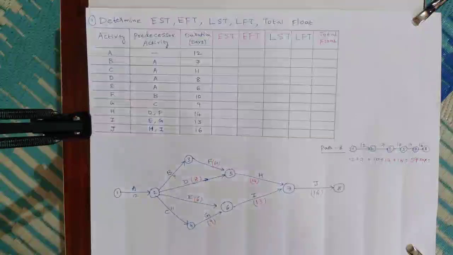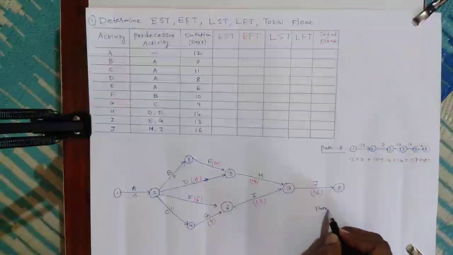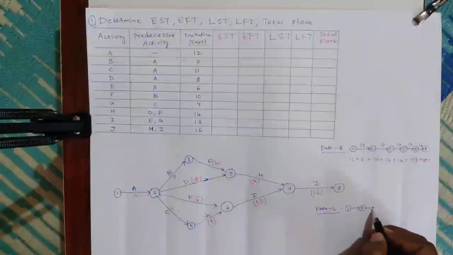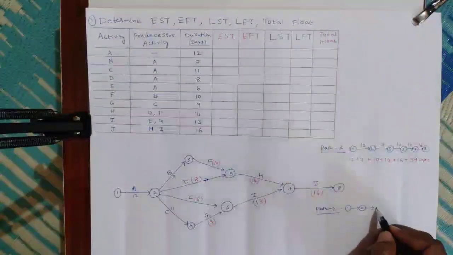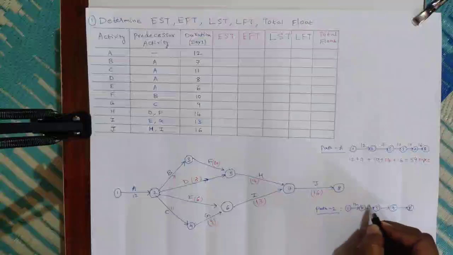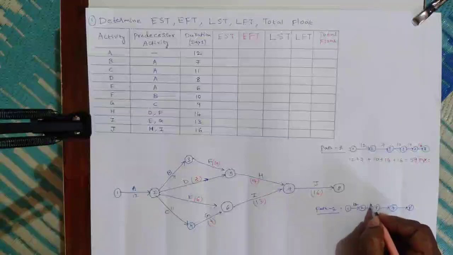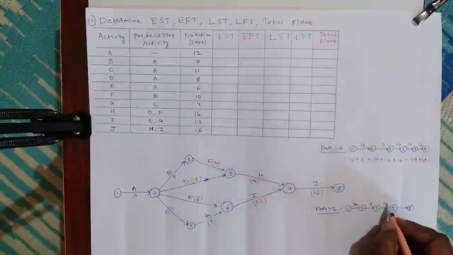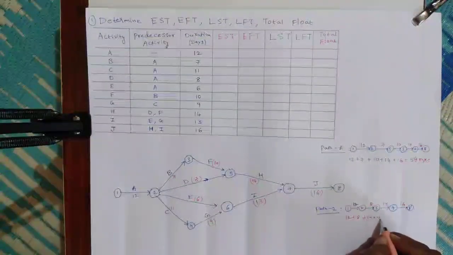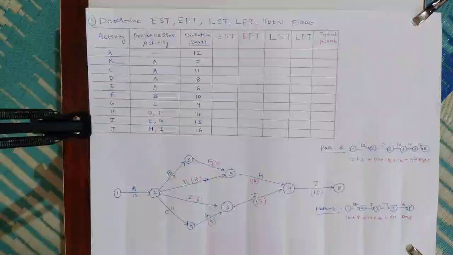Similarly, if we draw path 2, if you consider path 2, it is from 1 to 2, 5, 7, 8. If you consider path 2, 1 to 2, 12 is the duration. That is 12, 8, 5 to 7, 14 and 7 to 8, 16. And if you do summation, 12 plus 8 plus 14 plus 16, we will get 50 days. For path 2, 50 days is required.